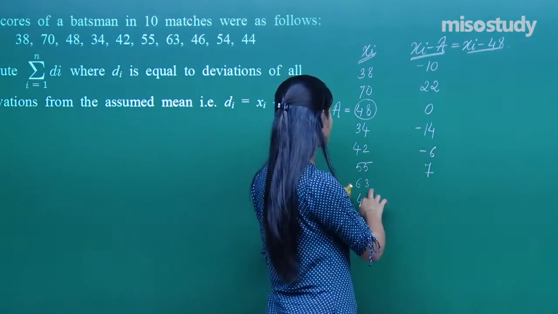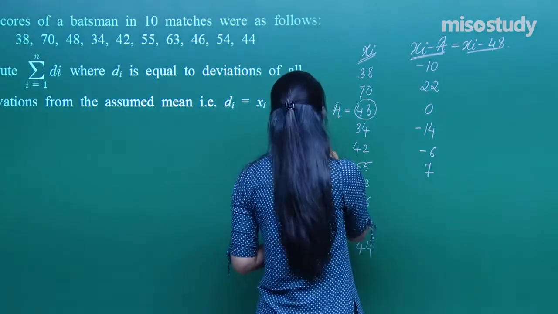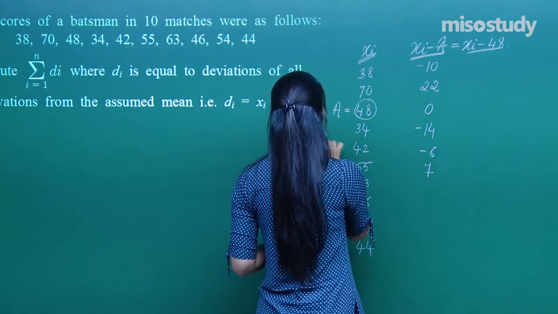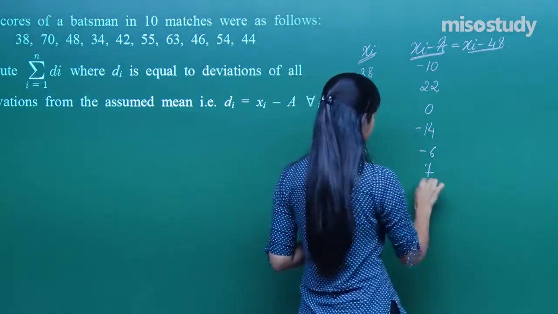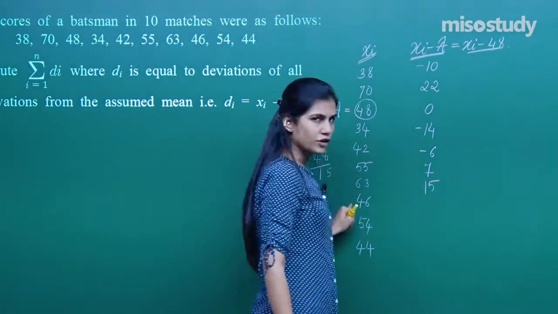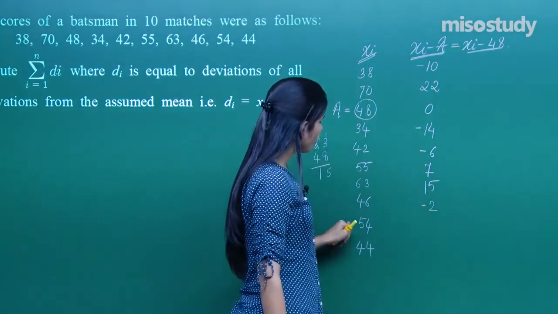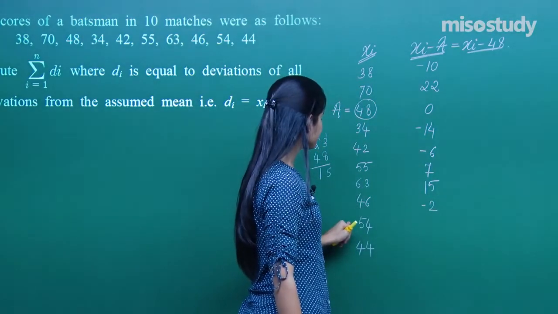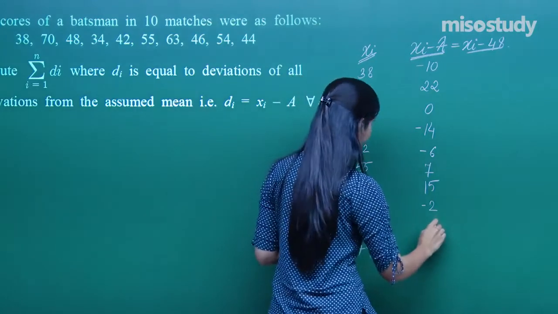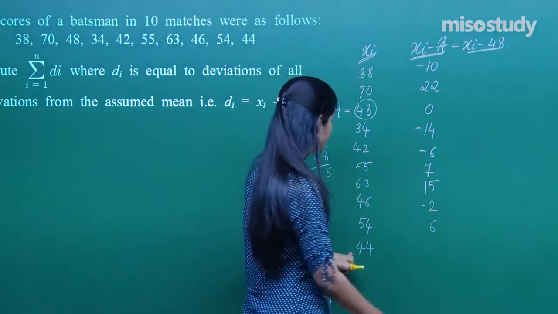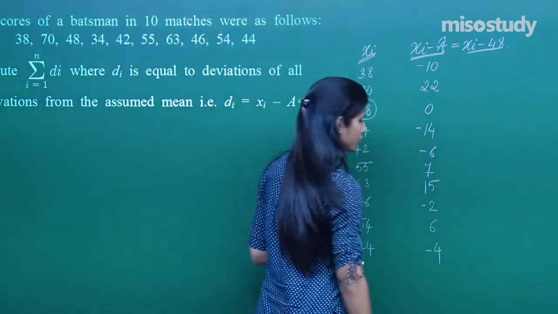What? 63 minus 48 gives me 15. Then I have 46 minus 48, this gives me minus 2. Then 54 minus 48 gives me 6. And then 44 minus 48 gives me minus 4.